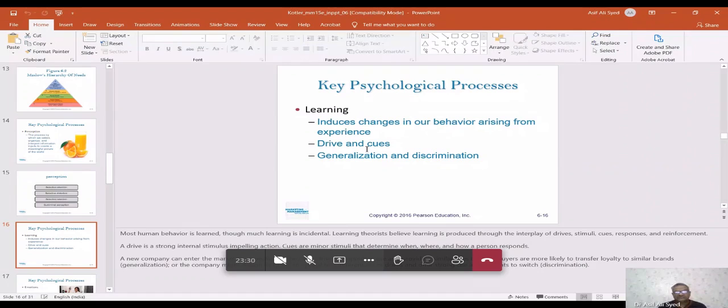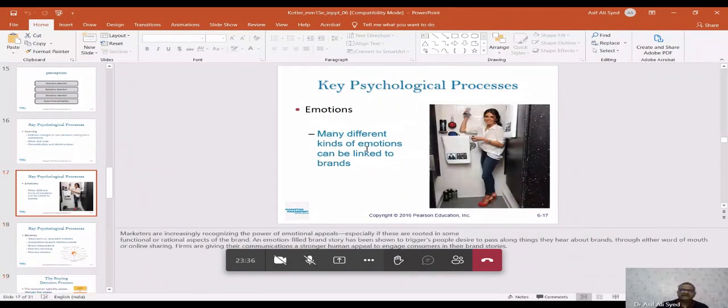Also, we've got two important dimensions of learning, which are called generalization and discrimination. Then we have something called emotions. Now, emotions can be linked to different types of brands. For example, if you remember the flavor of the toothpaste that you use for brushing, that links you to certain feelings or emotions, or the perfume, or the aroma of certain types of food, which could remind you of a past experience or a picnic that you've had.